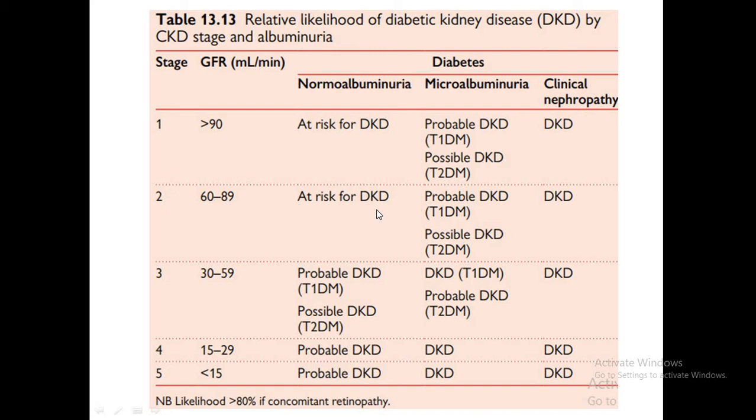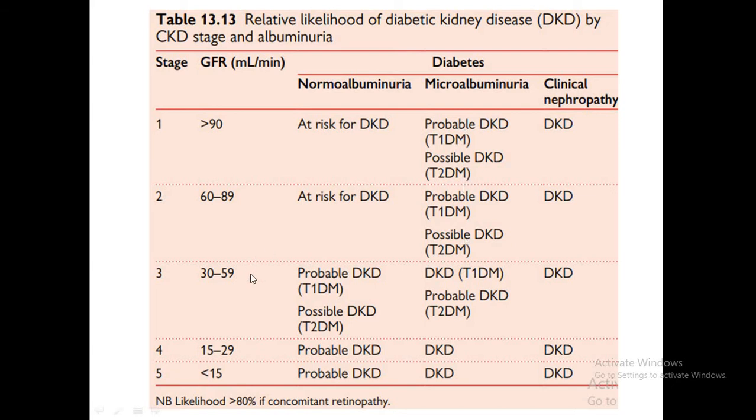In stage 2 also, if there is no microalbuminuria, they are at risk, but they are at probable risk of having diabetic kidney disease, both in type 1 and type 2, if they have microalbuminuria. And clinical nephropathy, meaning macroalbuminuria, signifies that they have diabetic kidney disease. So in all the stages, if you have macroalbuminuria or clinical nephropathy, you have diabetic kidney disease. But in stage 1 and 2, if you have microalbuminuria, you have probable diabetic kidney disease both in type 1 and type 2.